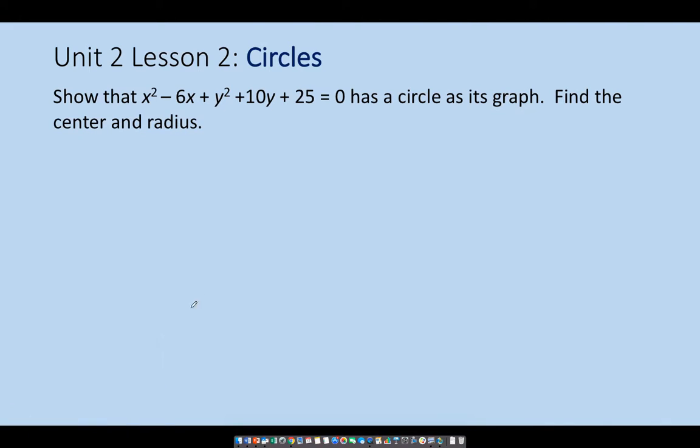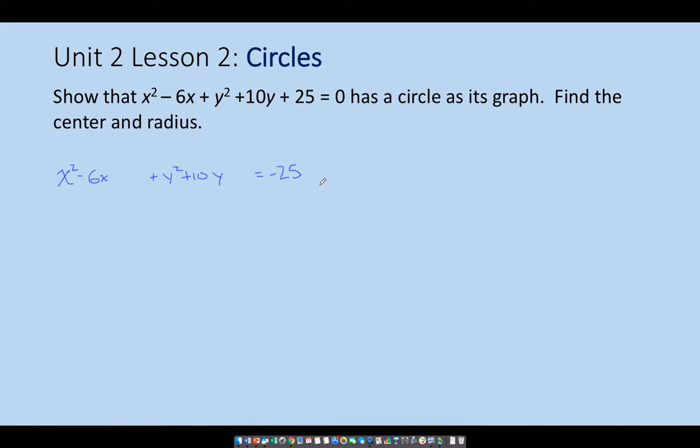All right, here we go. Here is that ugly standard form. Here's what you do with it. It says, show that it has a circle as its graph. Okay, that's fine. And then find the center and the radius. Well, I can't tell any of that right now. So what I'm going to do is actually split this up a little bit. I'm going to say x squared minus 6x, I'm going to give myself a little space, plus y squared plus 10y. Give myself a little space. And then I'm going to subtract 25 from both sides, and I get -25.